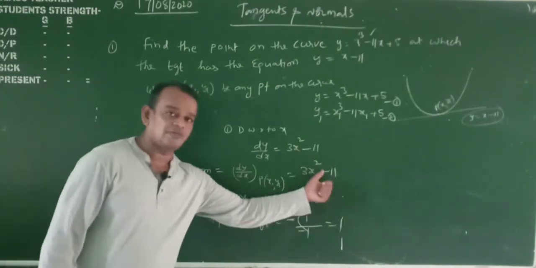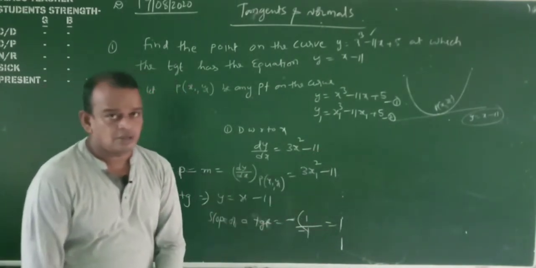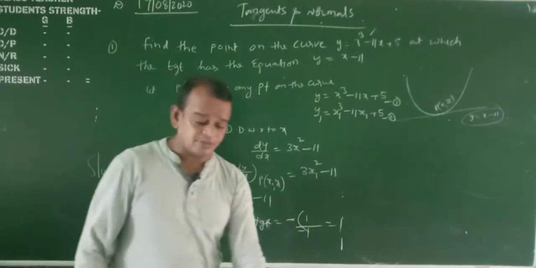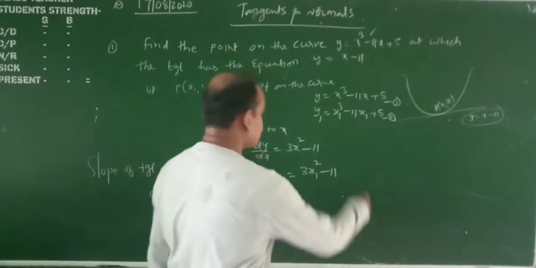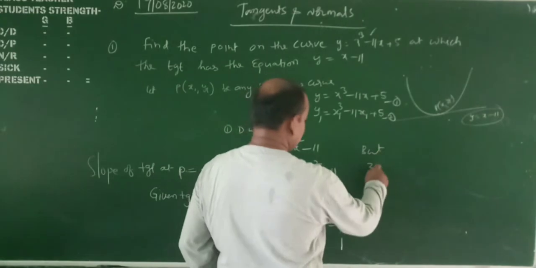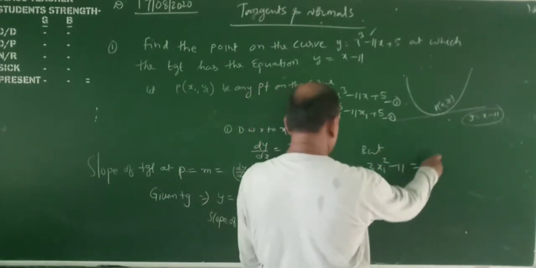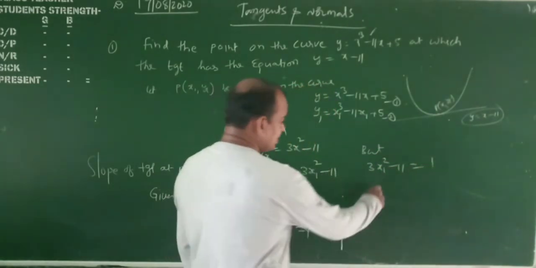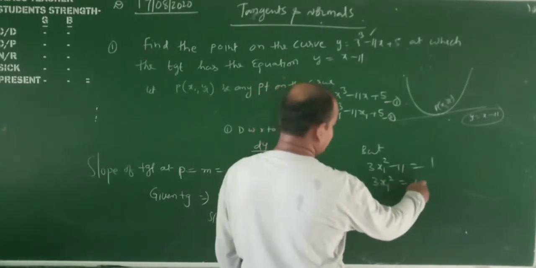These two must and should be equal. They are the same point, and the curve has the same tangent, which means the same slopes. So 3x1 squared minus 11 is equal to 1. Then 3x1 squared is equal to 12.